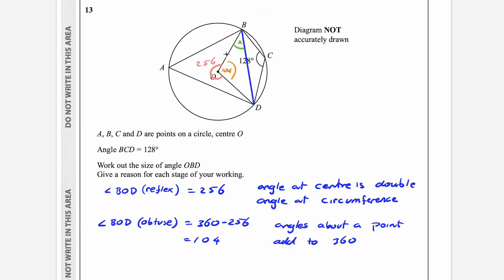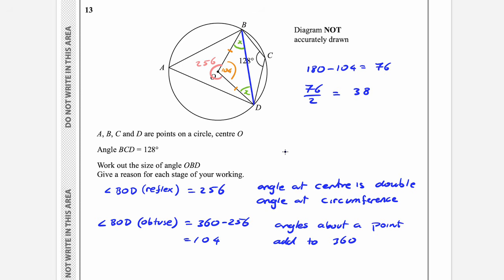And then this, guys, this is an isosceles triangle because these are both radii. So that's a radius, they're the same length, isosceles triangle. So that x and that x have to be the same. So I'll do 180 minus 104, giving me 76. And then 76 divided by 2. 76 over 2 is 38.